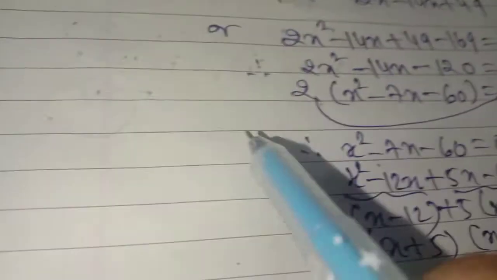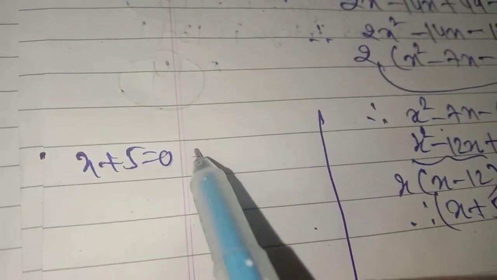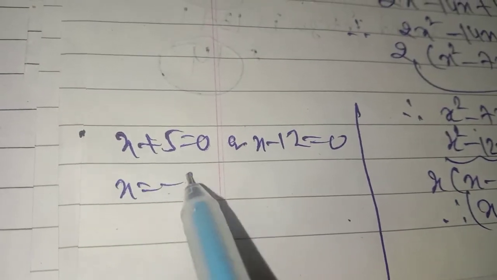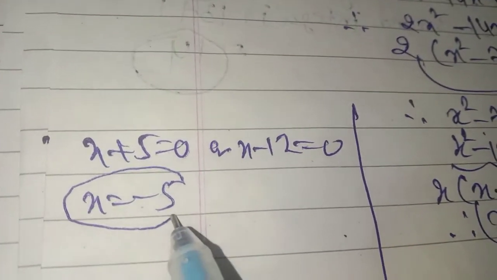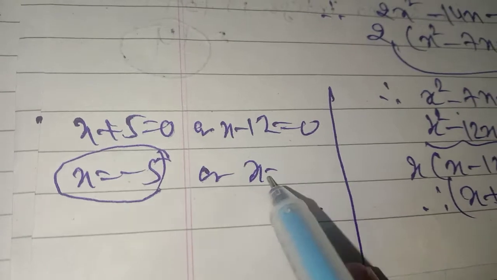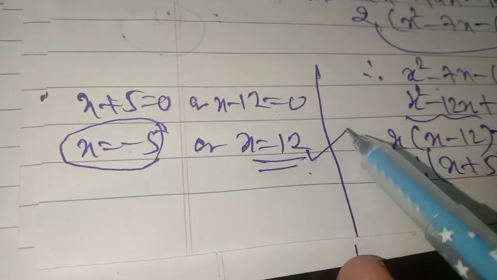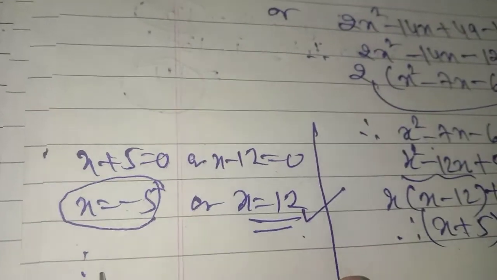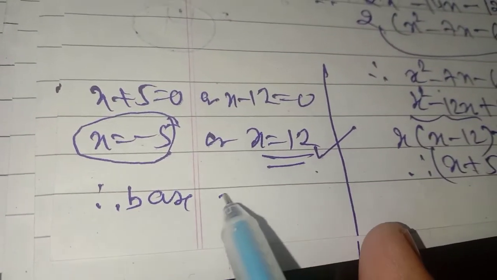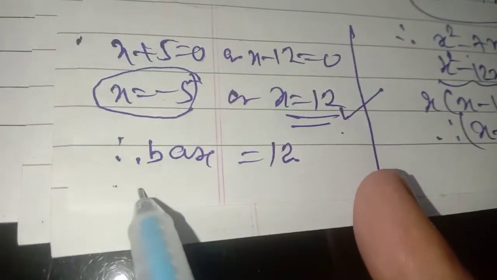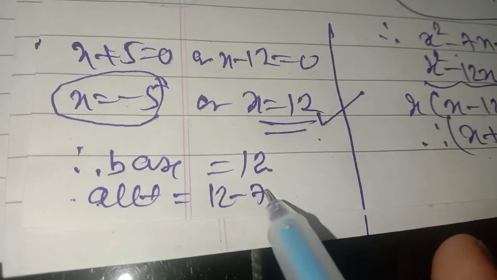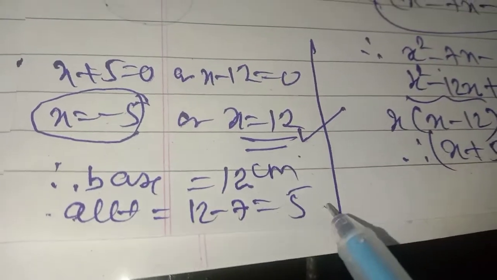So I am just writing here x plus 5 is equal to 0 or x minus 12 is equal to 0. So x is equal to minus 5, but length is never a negative number, and here x is equal to 12. So we have to consider the positive value because length can never be negative. So therefore the base is equal to 12 and the altitude will be 12 minus 7, it is equal to 5 centimeter. Clear?